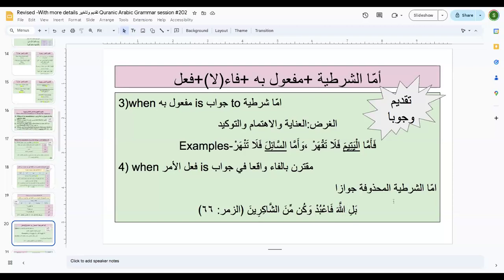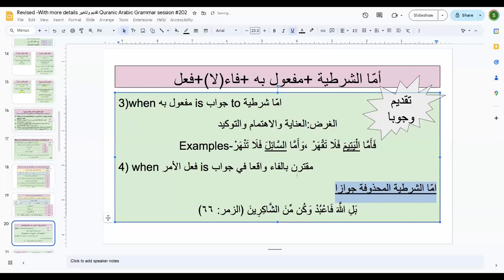And in this case, what is happening? Do you see any amma shartiya? You don't have anything like that. But you're seeing fa attached to your failul amr. In this case, you are going to treat it like this: there is an amma shartiya al mahzufa jawazan. It is permissible for amma shartiya to be omitted, and that is how you are going to consider this.